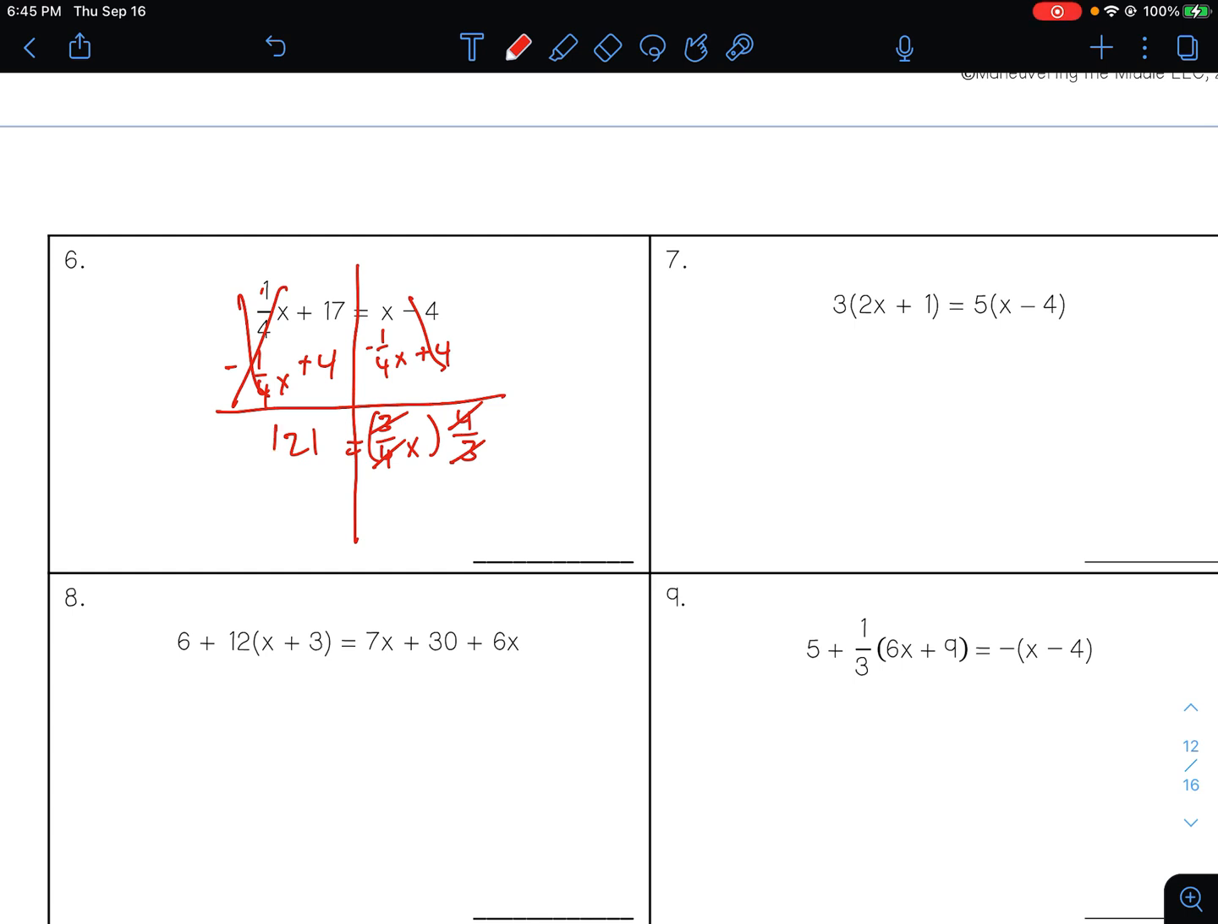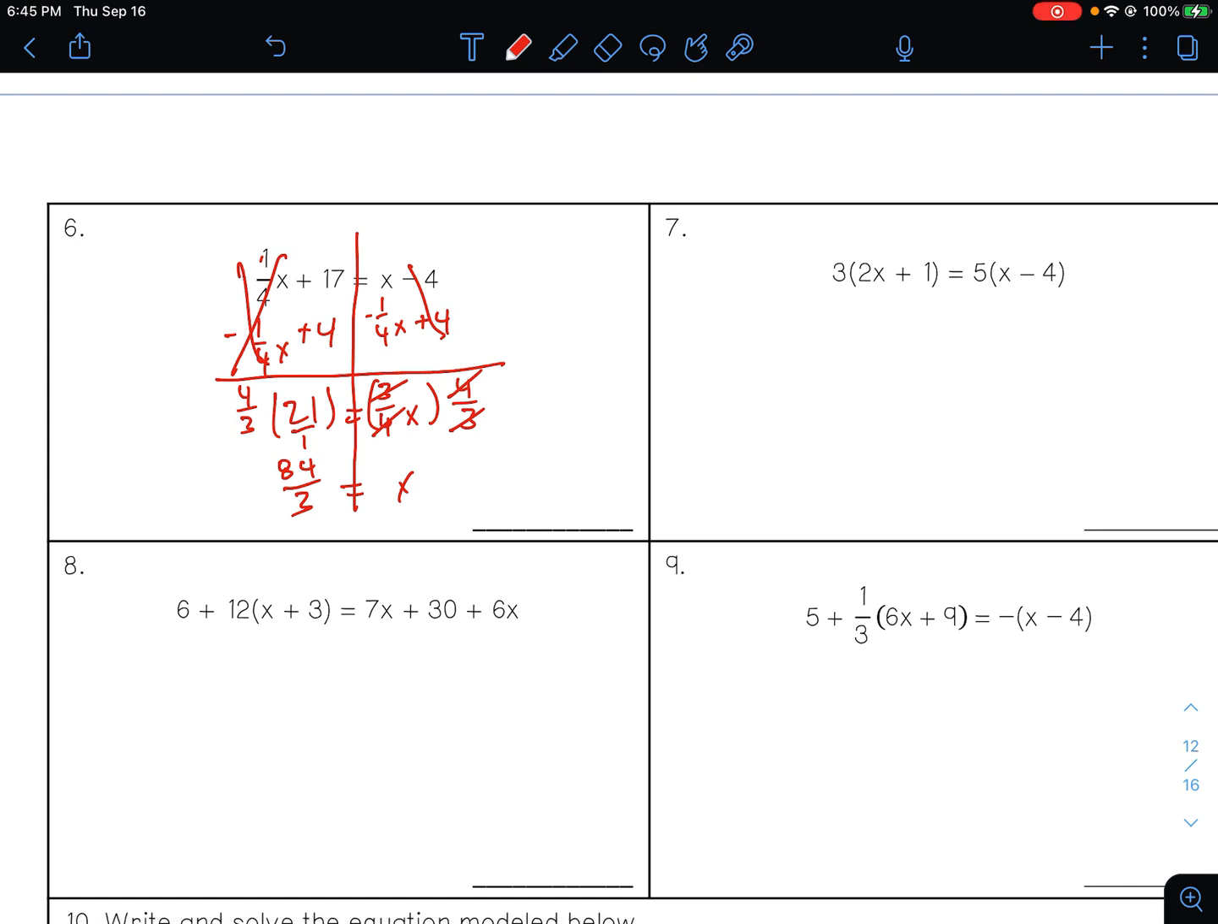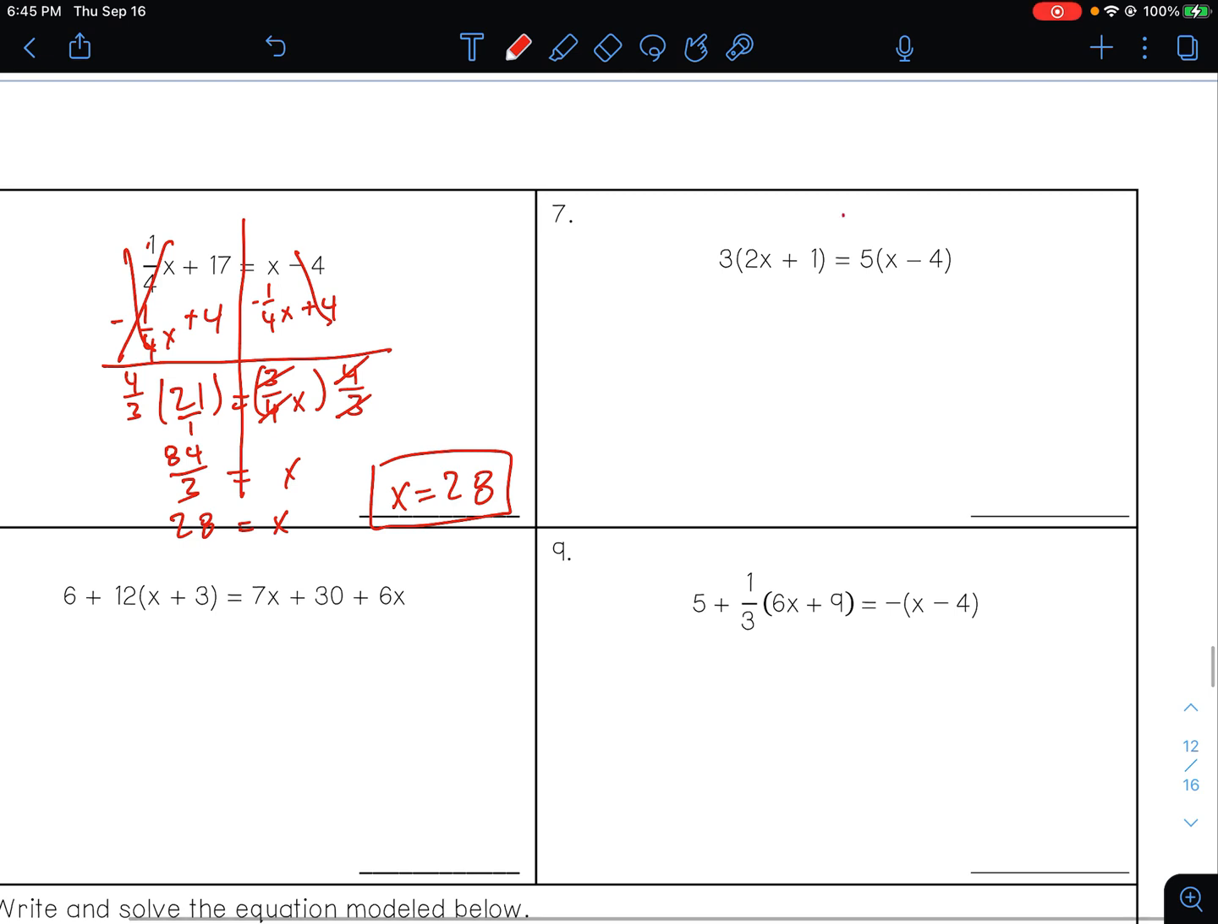If I multiply that by 4/3, I multiply this by 4/3. That's 21 over 1. So x equals 21 times 4 is 84 over 3. And if you divide that, you actually get 28. So x equals 28. Let me write that on the side so that you can see it more clearly. There you go. Next one.